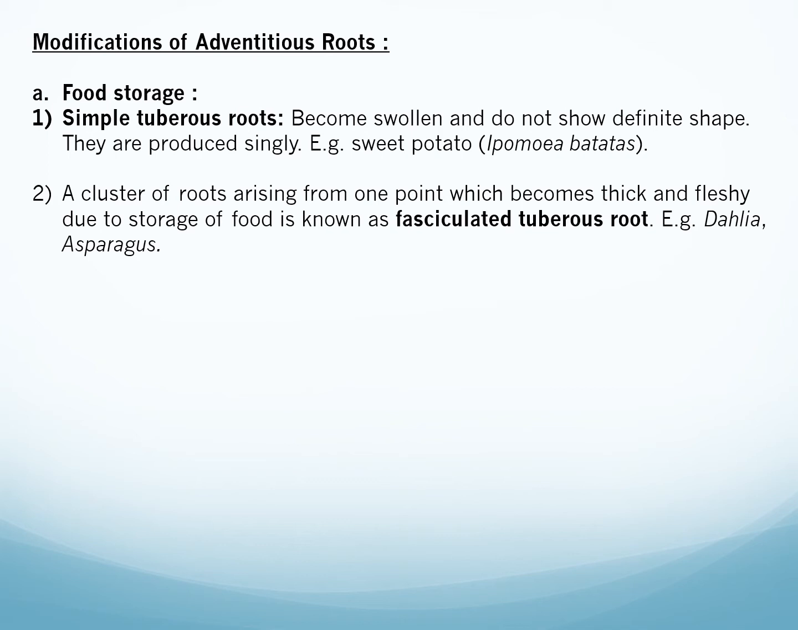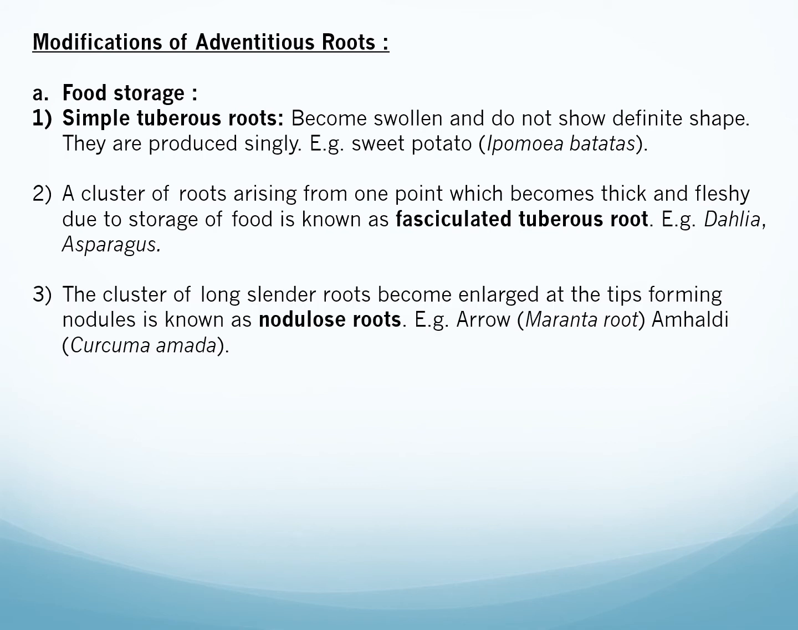So what exactly are the fasciculated tuberous roots? These roots are formed in cluster and they arise from one point. They are quite thick and fleshy. The cluster of long, slender roots become enlarged at the tips, forming nodules, is known as nodulose roots. So nodulose roots are quite slender. They become enlarged at the tip and then they form the nodules.